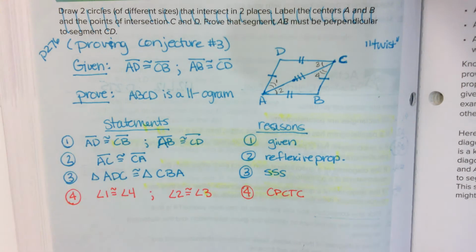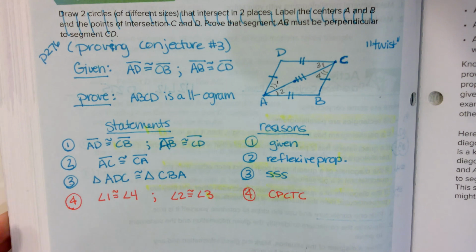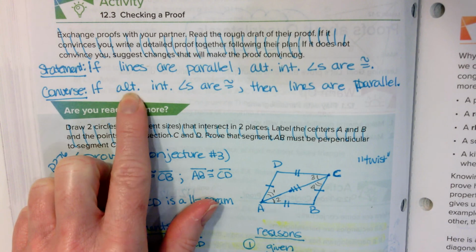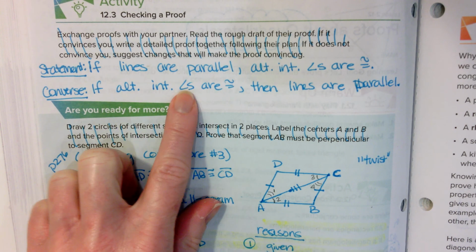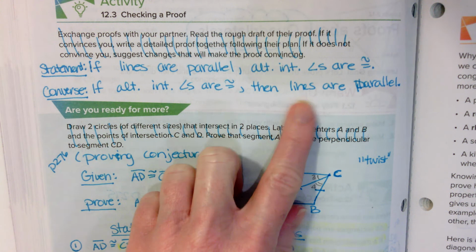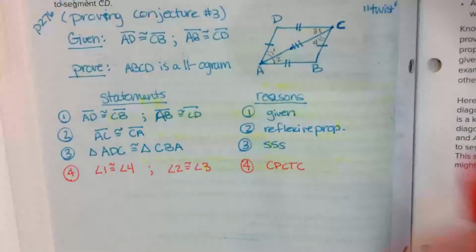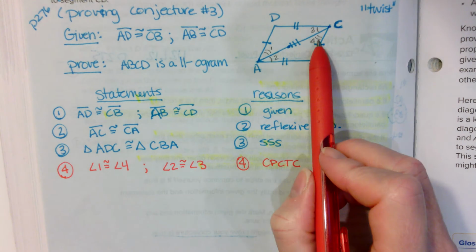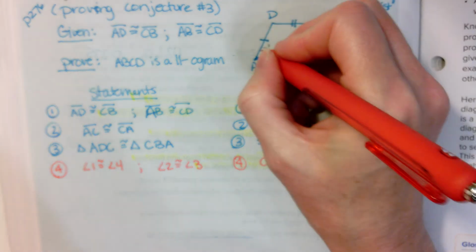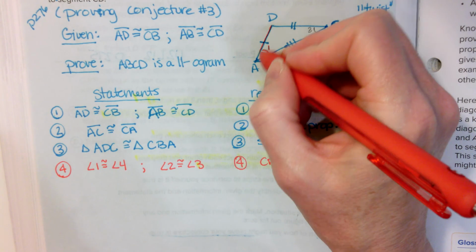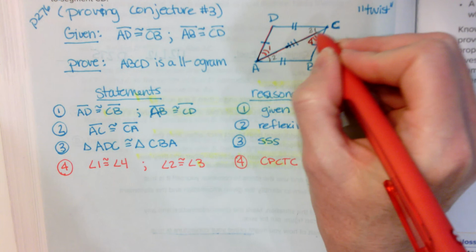Now, I've done something really important here. This is where I'm going to use converse of alternate interior angles. If I show the angles that are in the alternate interior angles position congruent, then I know I have parallel lines. So, very careful. 1 and 4, if 1 and 4 are congruent, think of your Z that you've got here. That is showing my sides parallel.